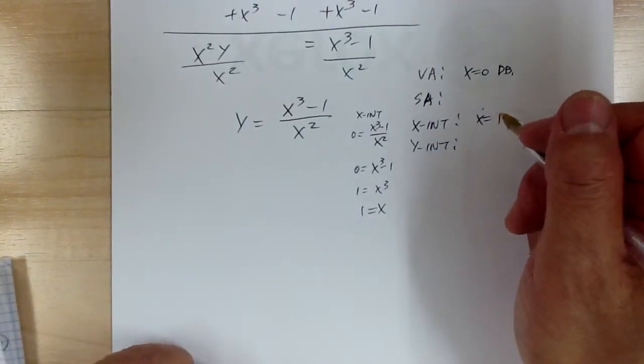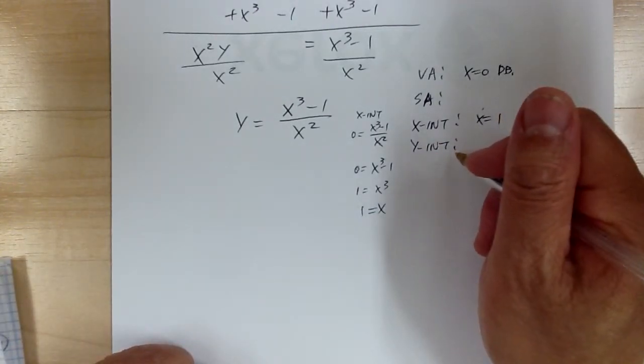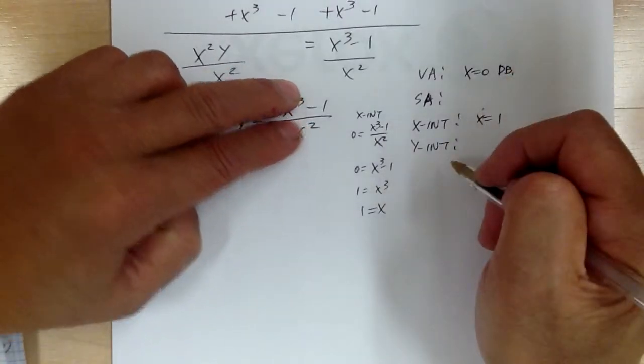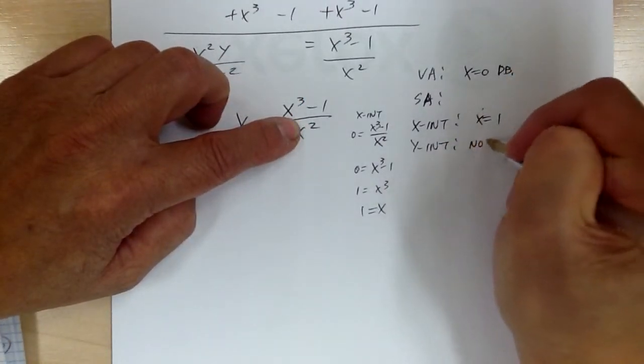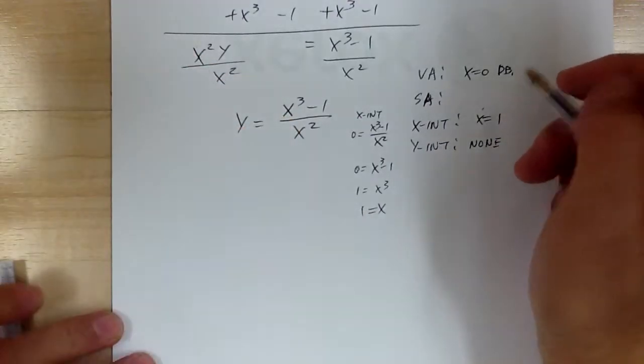Now let's do the y-intercept. Y-intercept is when you set x equal to 0. So you're going to get -1 over 0, which you cannot do, so there is none. Okay, slant asymptote.